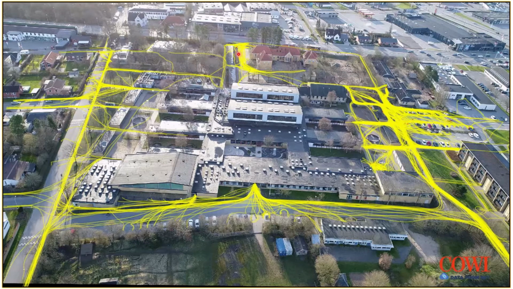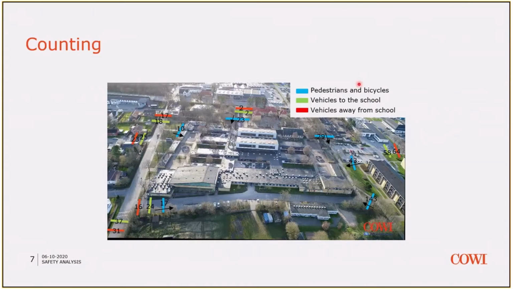Now, obviously, you're able to do a count of these tracks. So what I did was I grouped pedestrians and bicycles into the same category, and then I did a count of all the tracks passing these gates. So it becomes very clear that this lane is very often used by both pedestrians and bicycles.